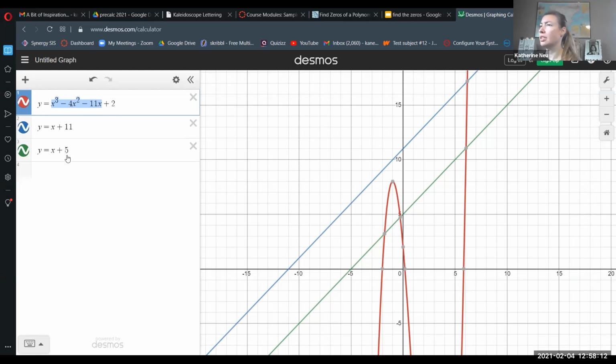If you subtract, I went from 11 down to 5, so if I subtract 6, it's going to go down 6, right? Okay, I'm going to get rid of this one because I don't want it to be crowded.